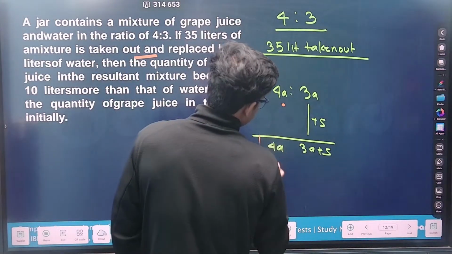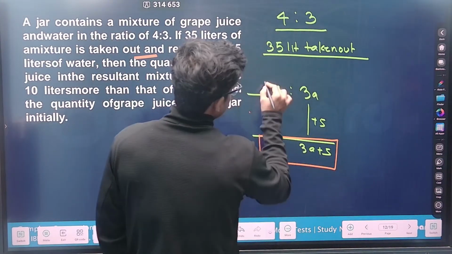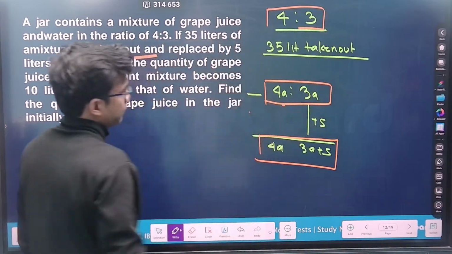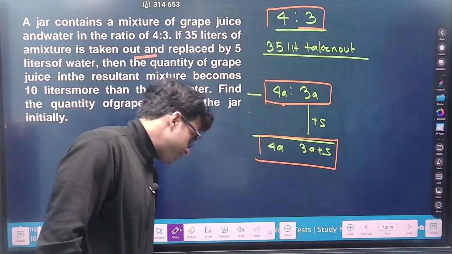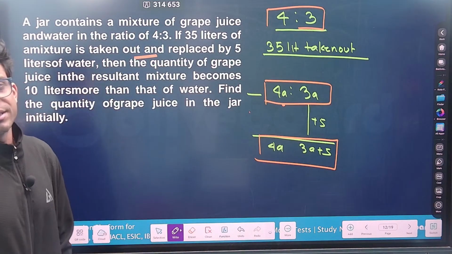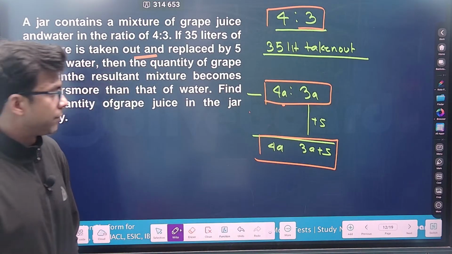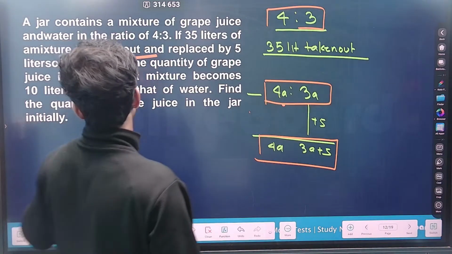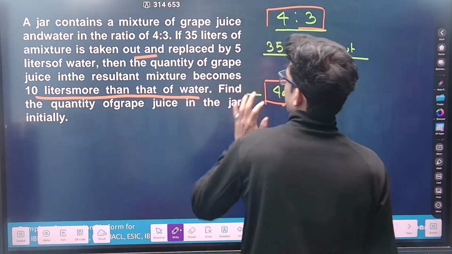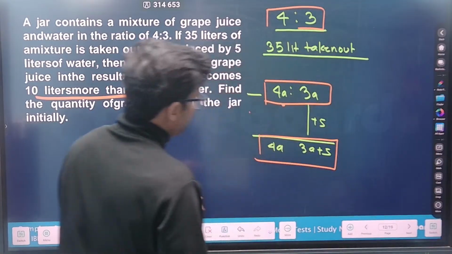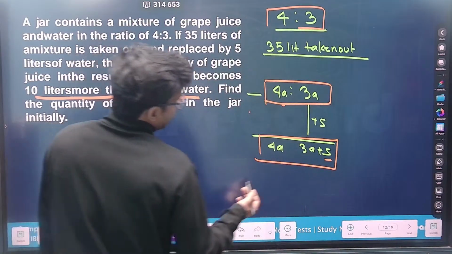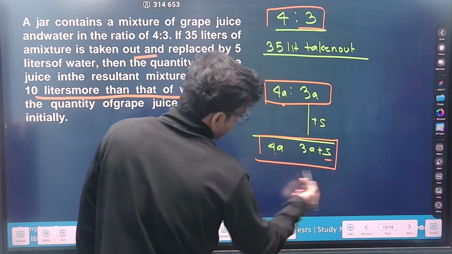Is this much clear to everyone till now? This is a very good question. Now read this point: in the resultant mixture, grape juice becomes 10 liters more than the water. The water is 5 more, so grape juice is 4a and water is 3a plus 5.